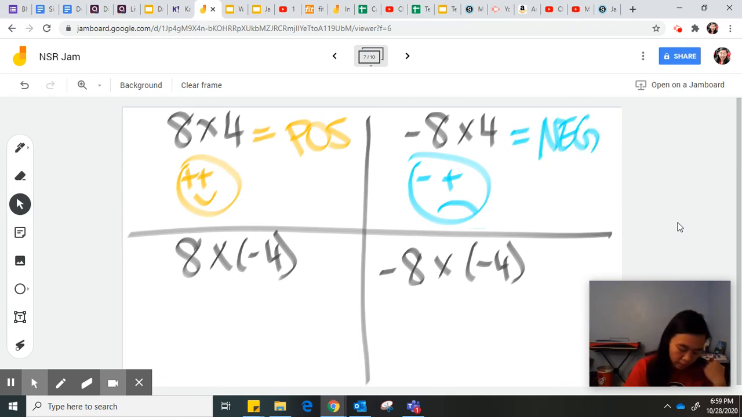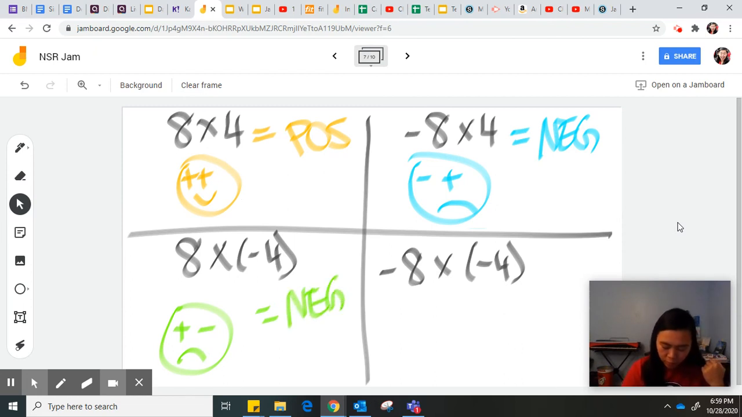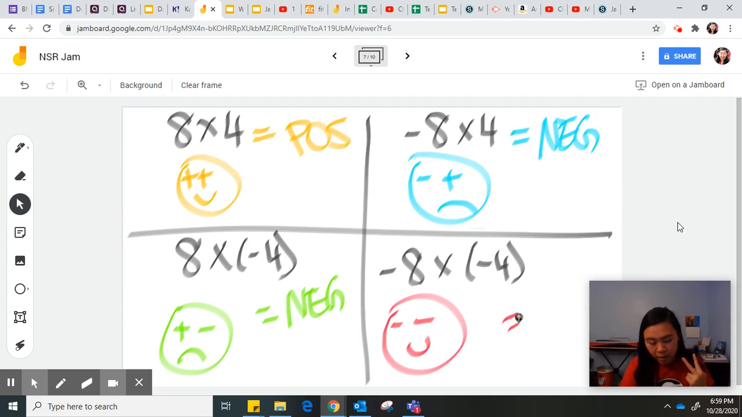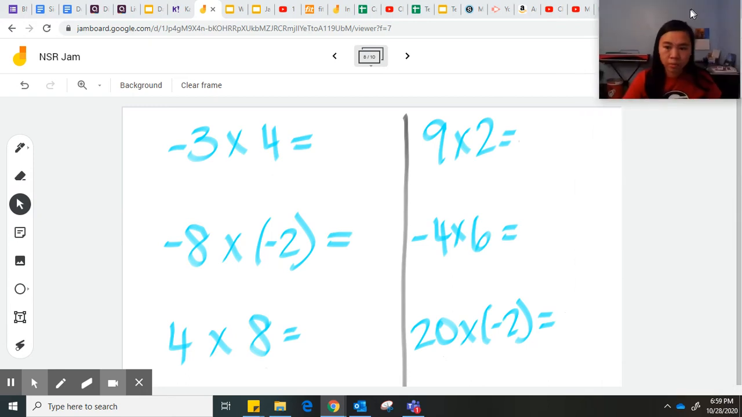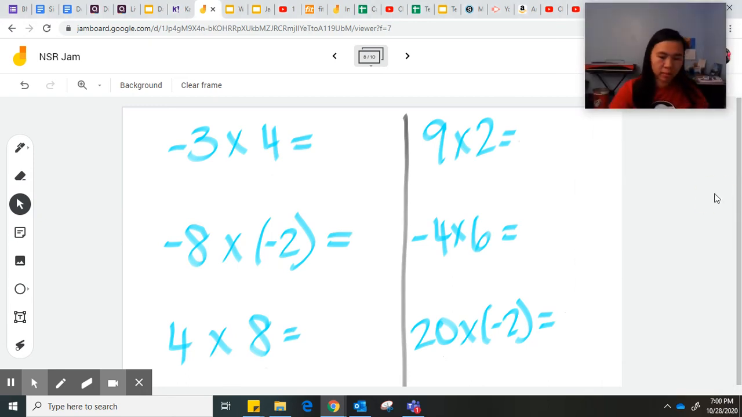Let's keep going. We have a positive 8 being multiplied by a negative 4. It's going to be sad, mismatched eyes. That's going to be negative. And then our last situation, if we had a negative 8 being multiplied by a negative 4, both negatives, but our eyes match, it's going to be a smiling face. So our answer is going to be positive. Okay, I've got some problems for us to practice with. You can do this on your own. You can pause the video and practice and let me know what your answer is as I go over them.